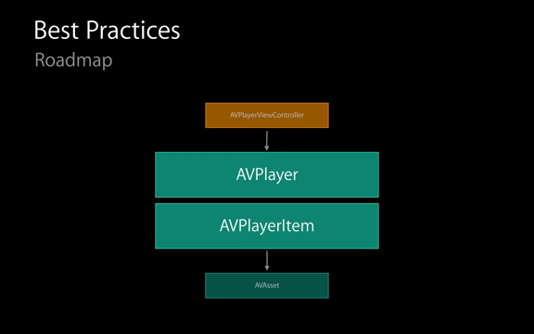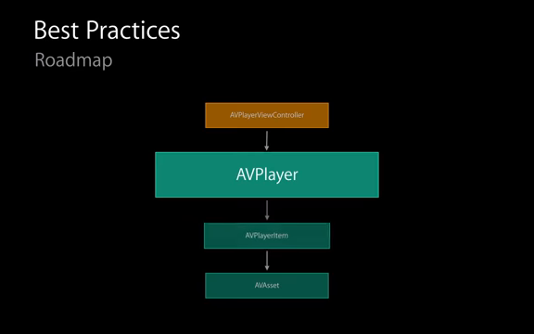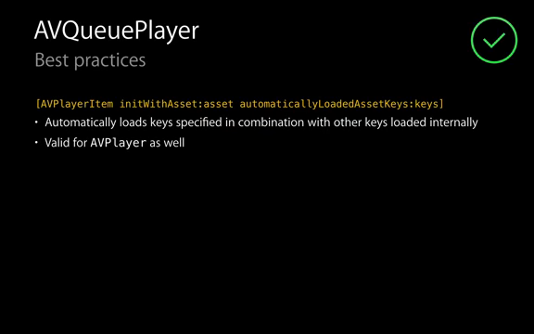Most of the things we talked about AV player also apply to AV queue player. As you've seen earlier in this talk, AV queue player takes a list of player items. If in your application you have an inspector window for which you would like to access a set of keys on each of the player items, you can use AV player item's convenient initializer, which lets you pass a set of keys which AV queue player or AV player would load on your behalf.